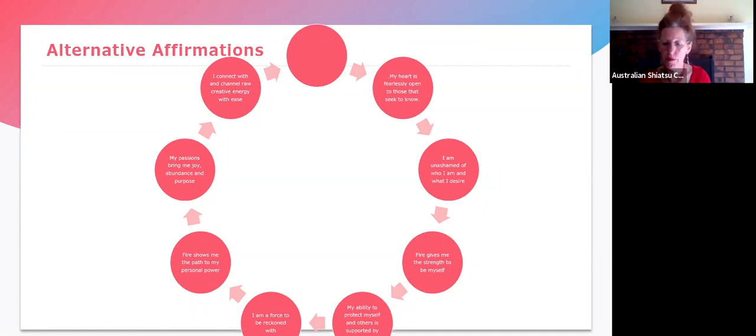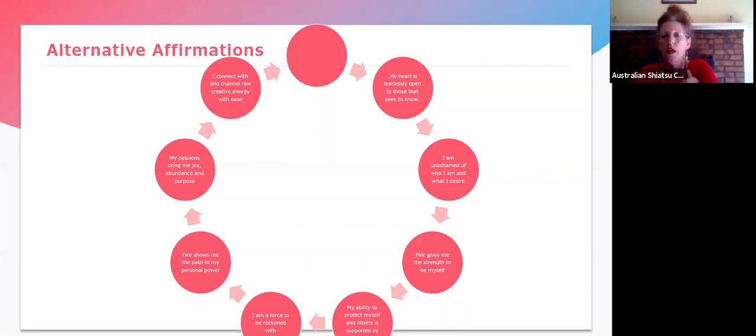Feeling unashamed. We talked about shame a lot last time. Feeling strength. Having an ability to protect yourself and others. Feeling the force. Feeling personal power. Feeling passion and connecting with the raw creative energy. So I'd like you to take one of those. If you've got pen and paper, write it down. And then we're going to collectively hold Heart One.